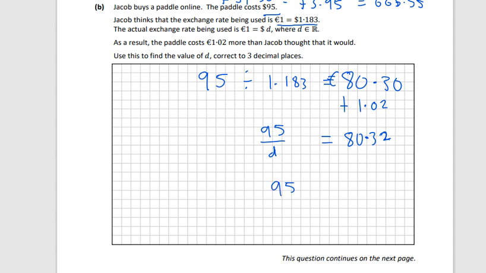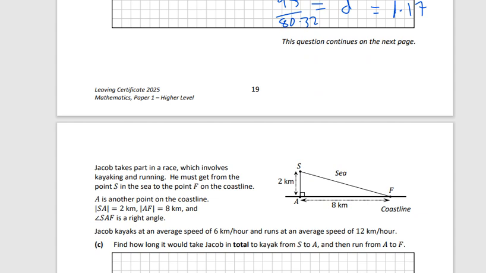So then 95 is equal to 80.32d, and then bring over the 80.32. So 95 divided by 80.32 should give us what d is. We'll have to round it off. So it's about 1.17 when it's rounded off. So $1.17.